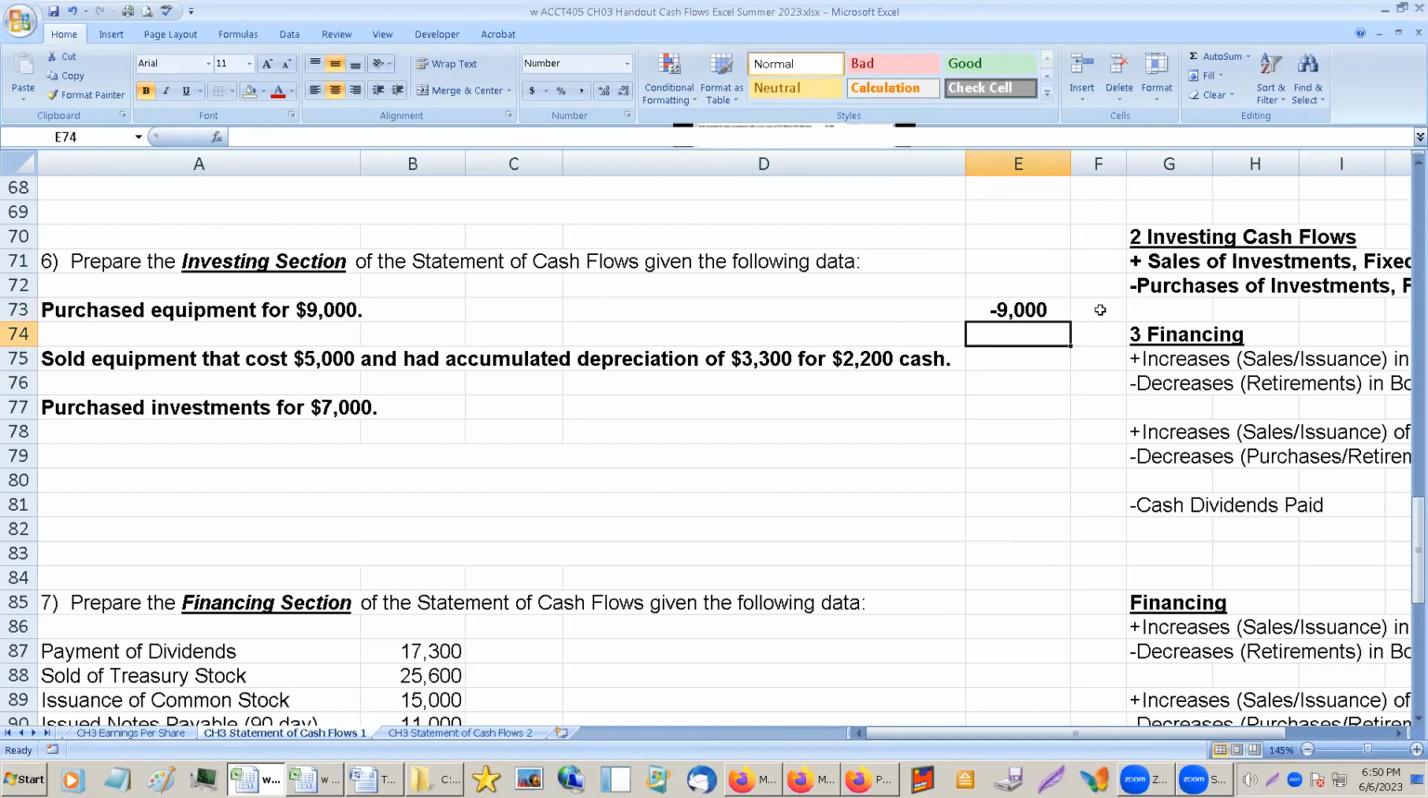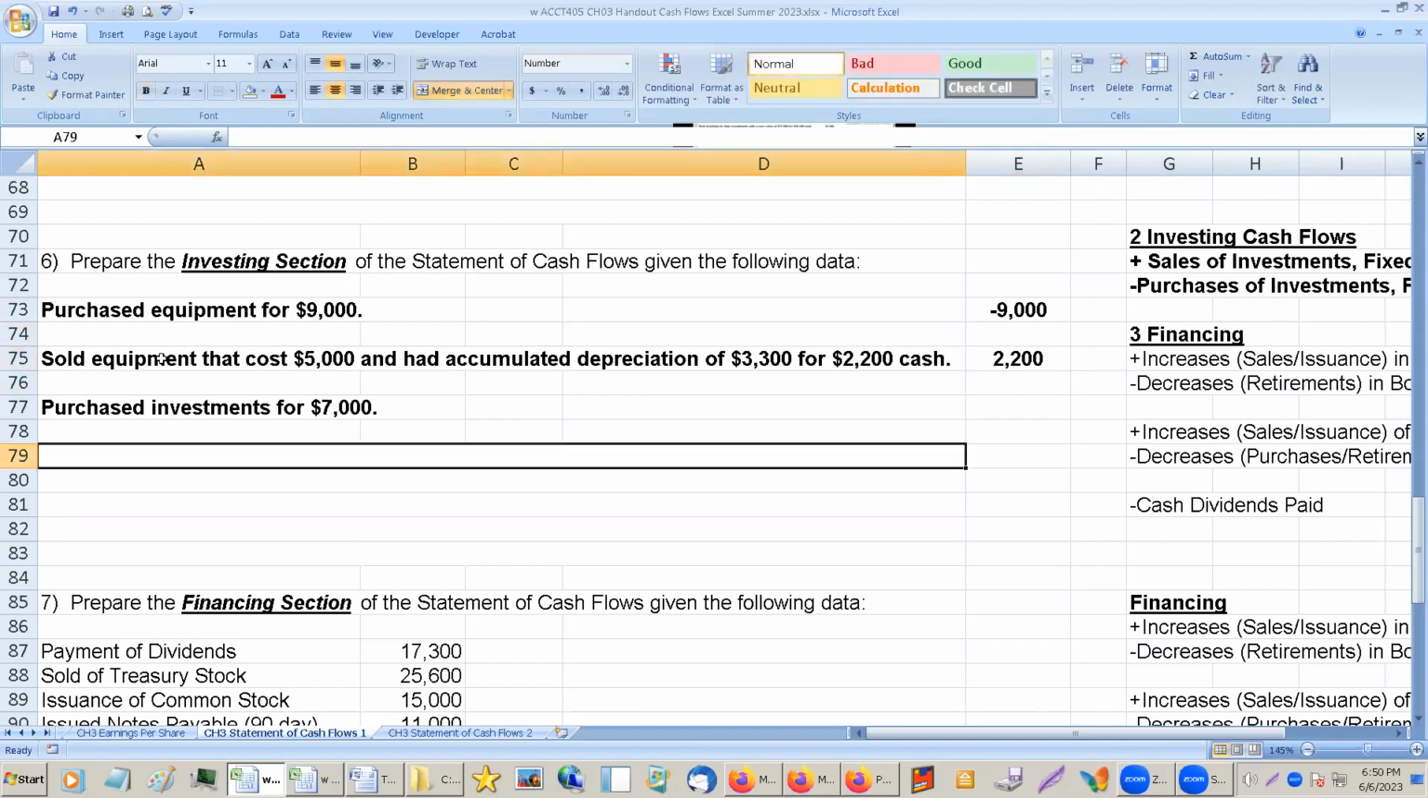Sold equipment that cost $5,000. It had accumulated depreciation, so they depreciated it by 3,300. We sold it for $2,200 cash. So what's that one going to be? Positive 2,200. Yep.